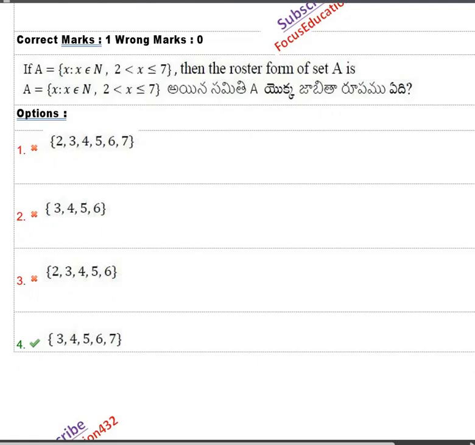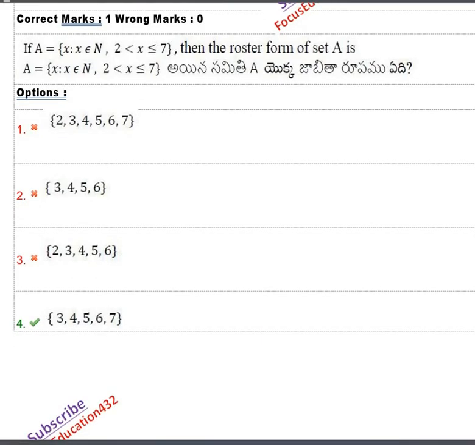Now, roster form, sets chapter. Question number 18. If A is a set containing the elements x such that x belongs to N, natural numbers, where 2 is less than x and x is less than or equal to 7. First we need to understand this, and this is very basic, for mathematics students, BSc mathematics students.